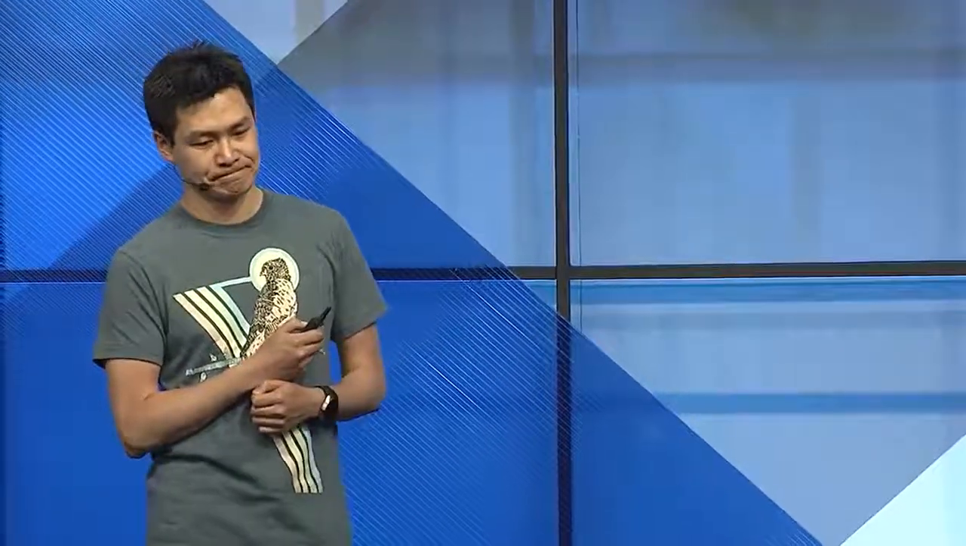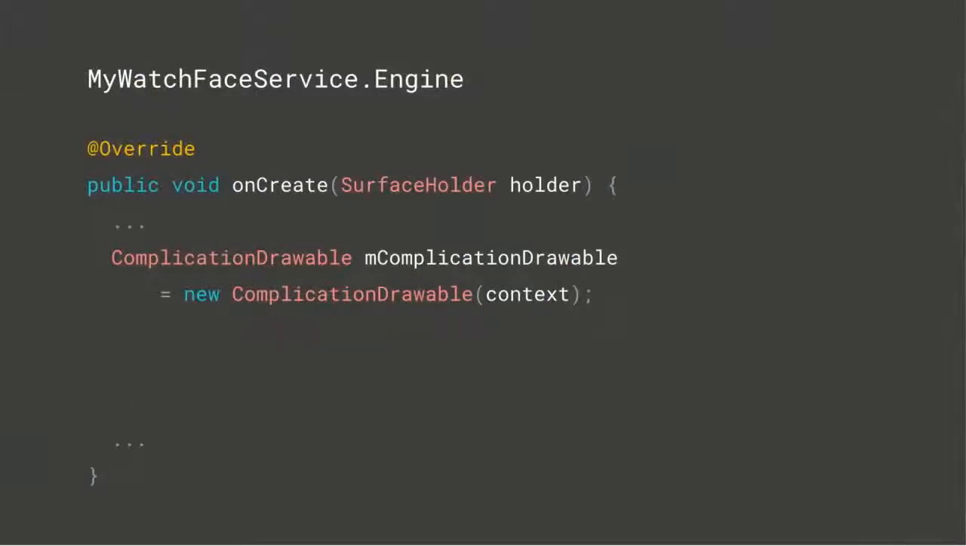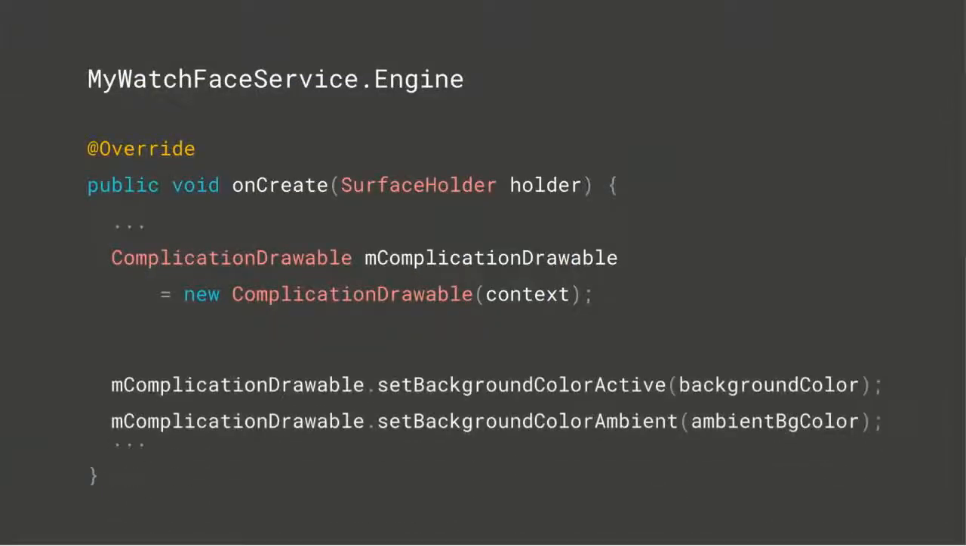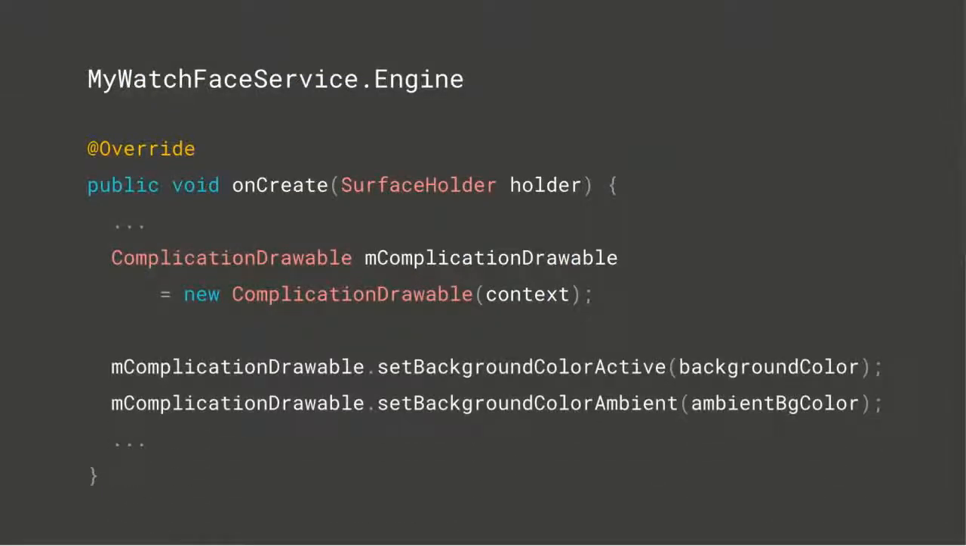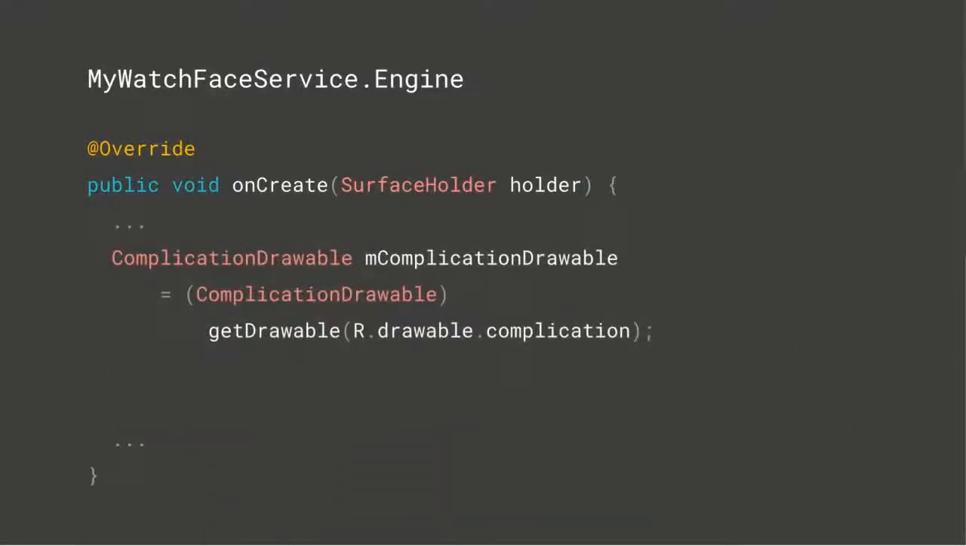You can create a complication drawable programmatically with a simple constructor. And then you can set styling options for active mode and for ambient mode. But if you have lots of styling to set, you might find it easier to use XML instead. You will need to be using API level 24 to do this. But as long as you're doing that, now you can just inflate the drawable in the standard way.